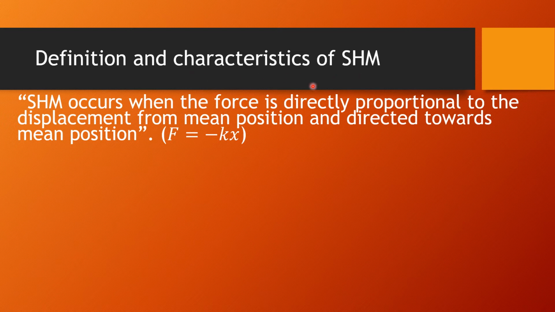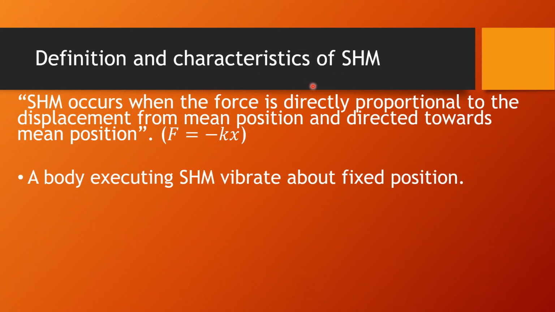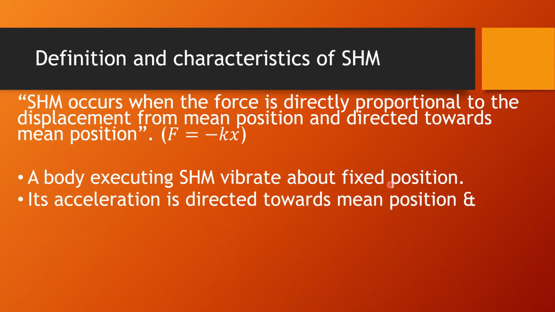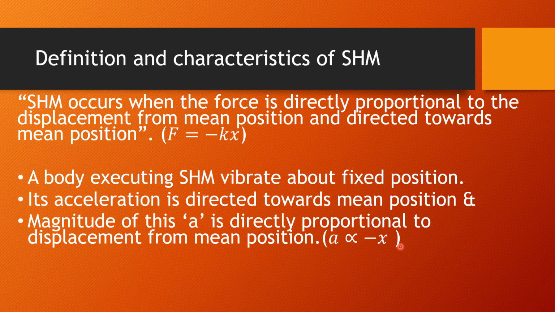Then the characteristics of SHM, or features of SHM. First one is a body executing SHM vibrates about a fixed position. Fixed position is the mean position, so it vibrates about the mean position. And the second one is its acceleration is directed towards the mean position. Due to the minus sign in the mathematical formula, a is directed towards the mean position, and the magnitude of a is proportional to the displacement.